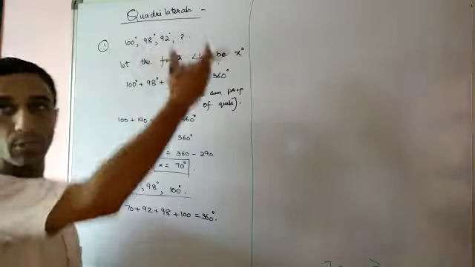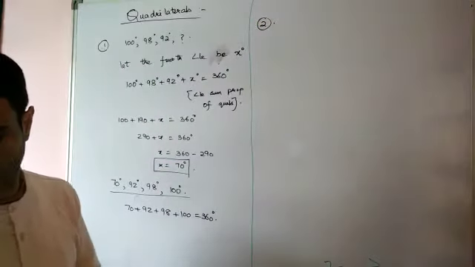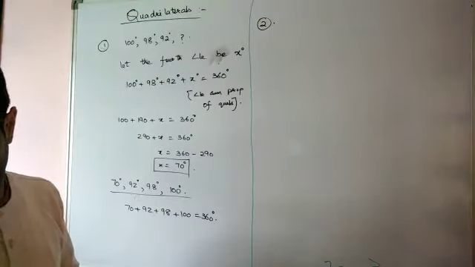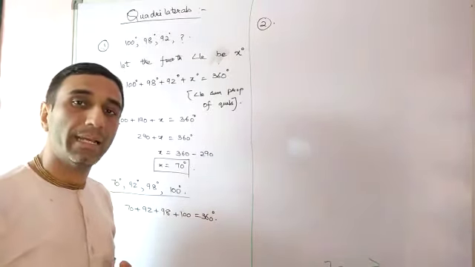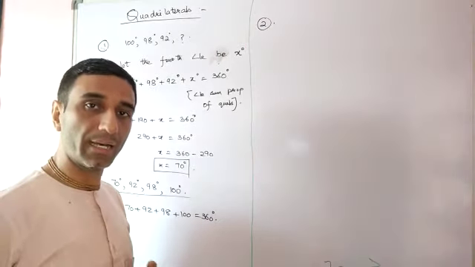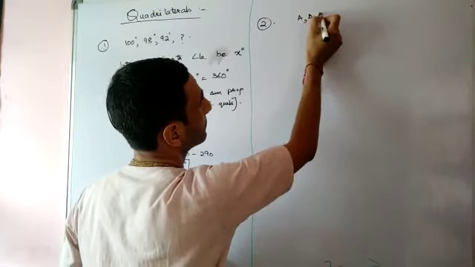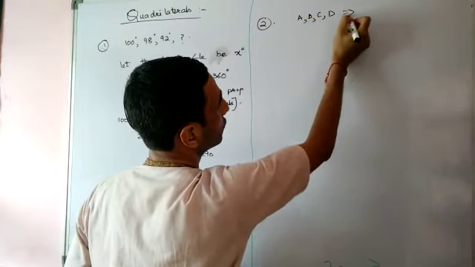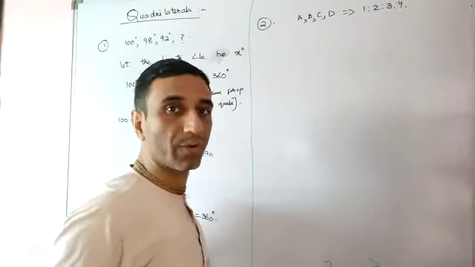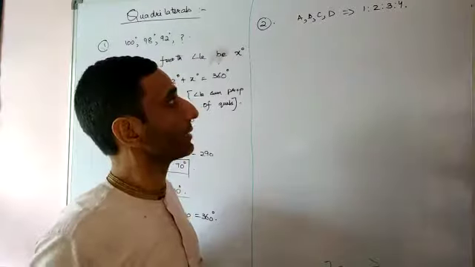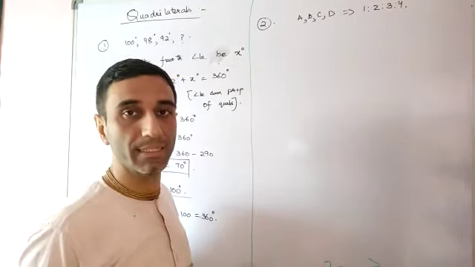Now we come to the second problem. The problem is that in a quadrilateral ABCD, the angles A, B, C and D are in the ratio 1:2:3:4. Now we are supposed to find the four angles, that is angle A, angle B, angle C and angle D.